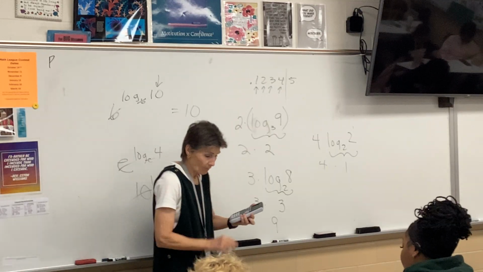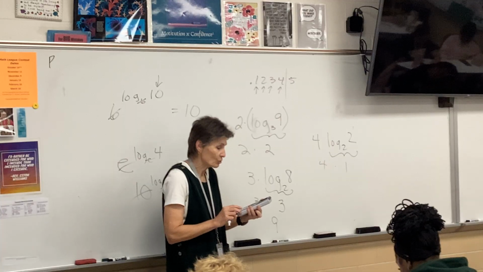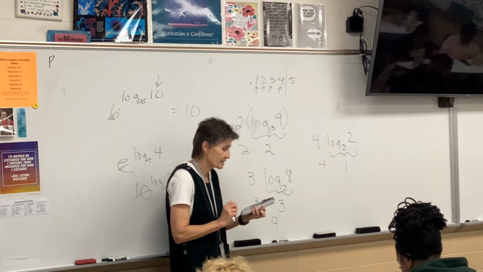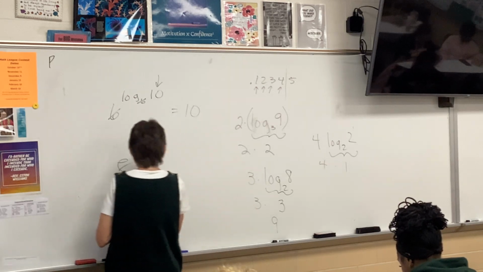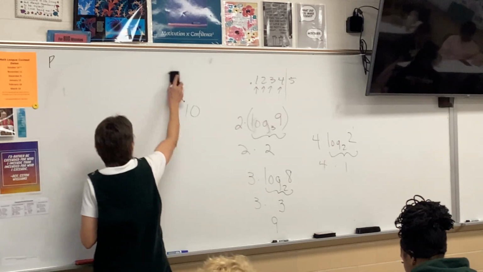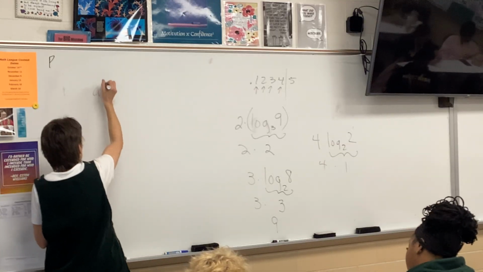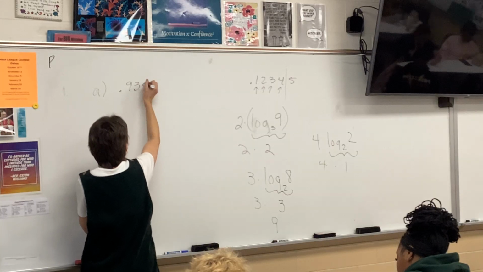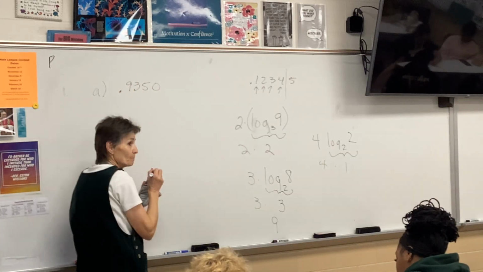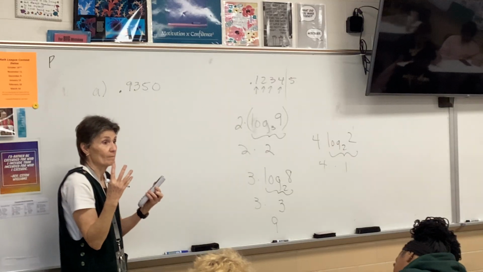All right, here we go. Just press log 8.61, nothing tricky. Log 8.61. We are rounding to the nearest ten-thousandth. So what are we going to put down for problem A? 0.9350. Well, 4 decimal places. 0.9350.